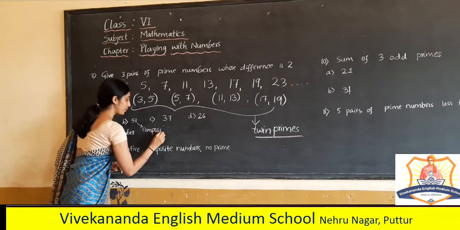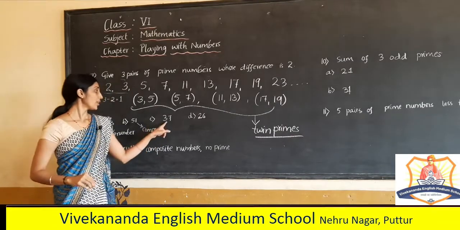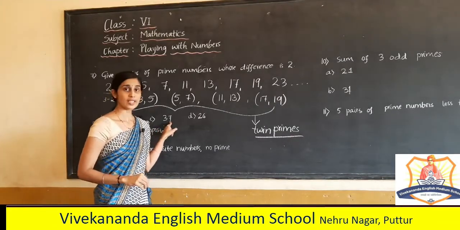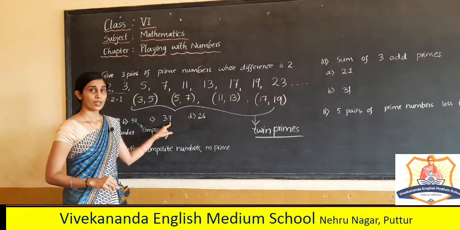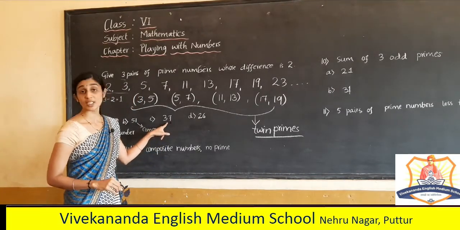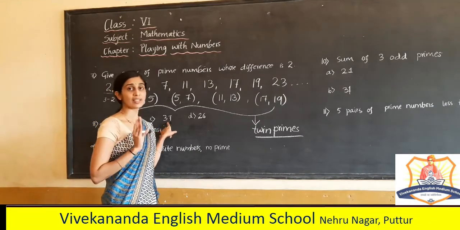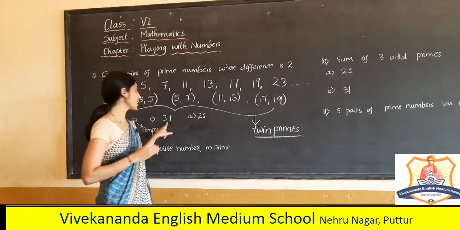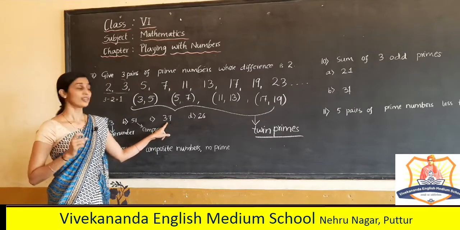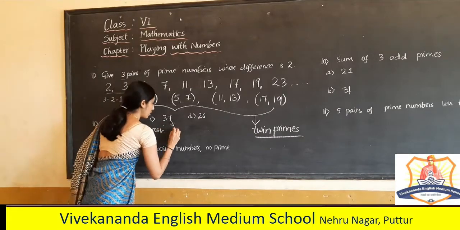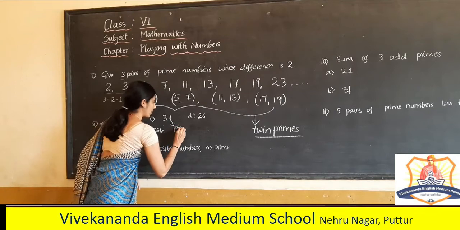37. Is this a prime? Yes, 37 is a prime number. The exact divisors of 37 are 1 and 37, the number itself. So this is a prime number.